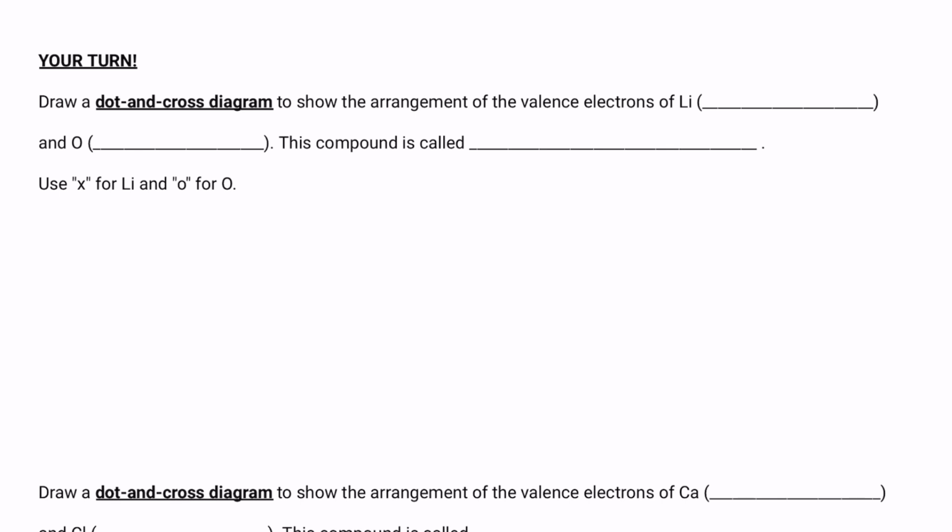So this is the first question on the last page of your booklet. It says, draw a dot and cross diagram to show the arrangement of the valence electrons of Li, which is lithium, and O, which is oxygen.